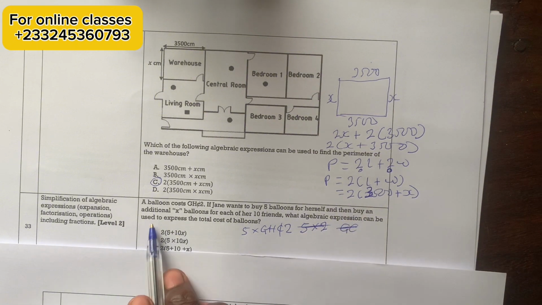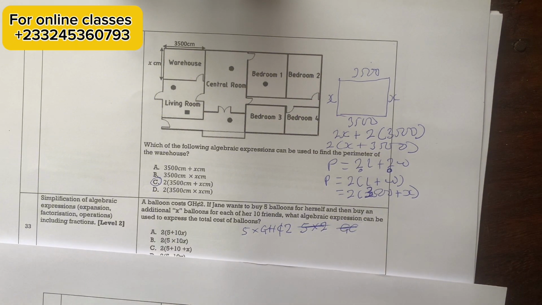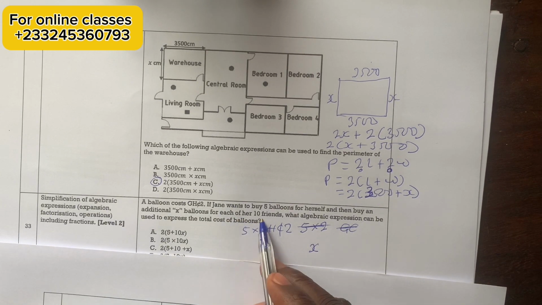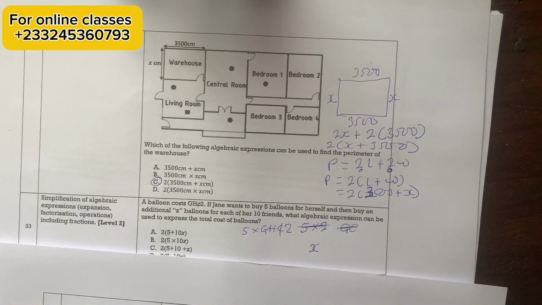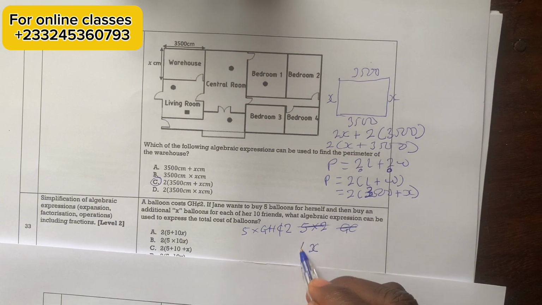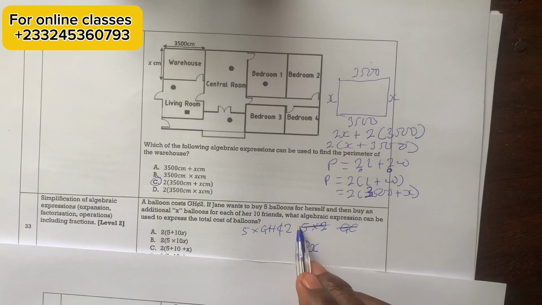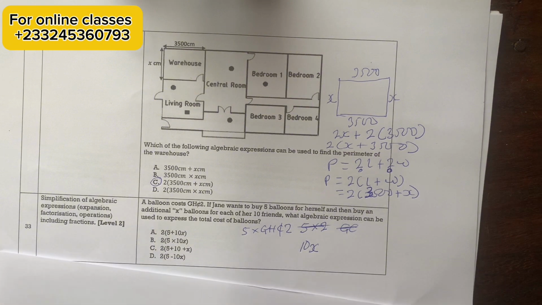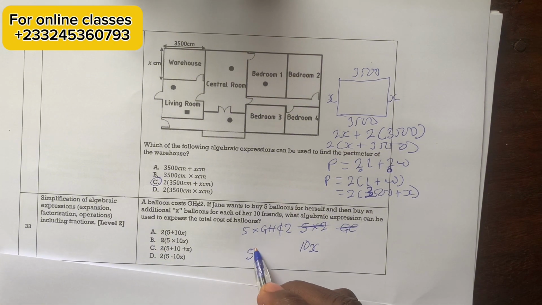And then she buys an additional x balloons. In addition means add. So Jane will buy an additional x for each of her 10 friends. So if I have 10 friends and I want to give them x each, then I'm going to have 10x. What algebraic expression can be used to express the total cost of balloons? Now let's do it and see. So I have 5 times 2 Ghana cedis plus 10 times x.